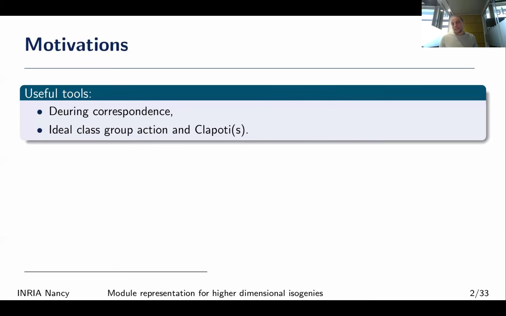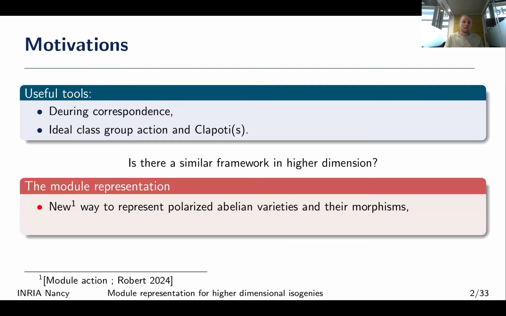And the fact is those two tools are in fact very useful, but are restricted to the one-dimensional case. So a very natural question that arises is: is there any similar framework that could apply to more general abelian varieties? Fortunately, the answer is yes, and it's provided by the module correspondence. That is, in fact, a rather new way that we have to represent polarized abelian varieties, and of course to compute their morphisms, assuming that you have some extra information given by this module representation.